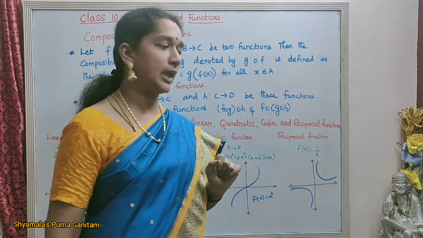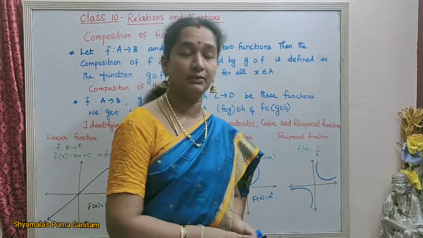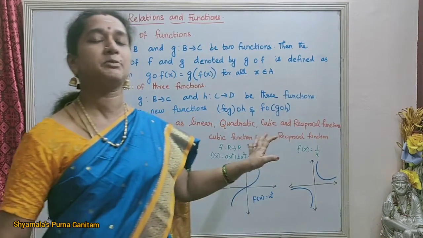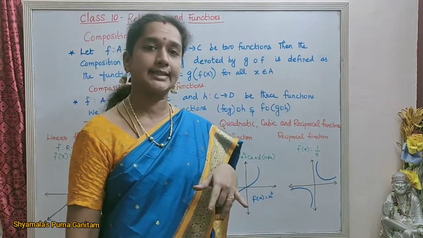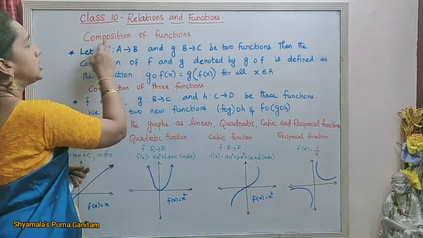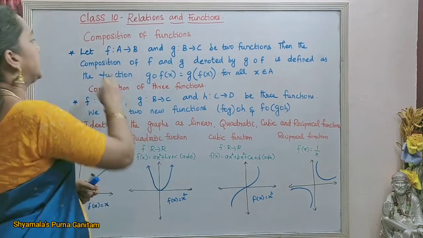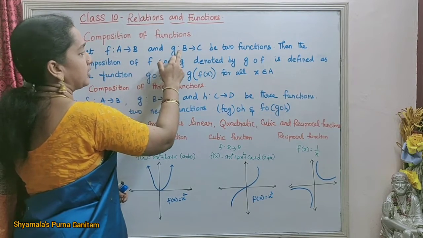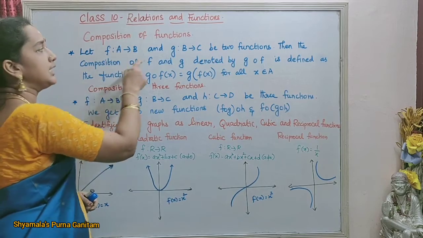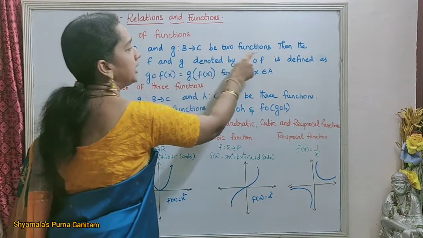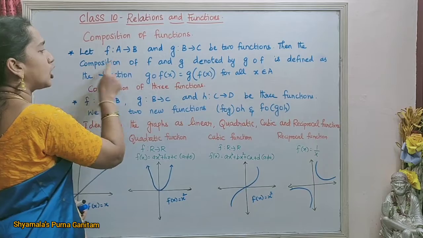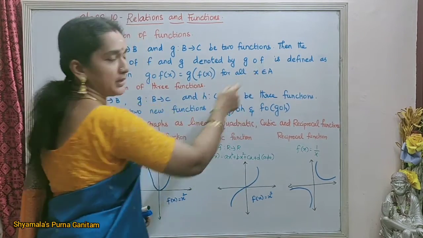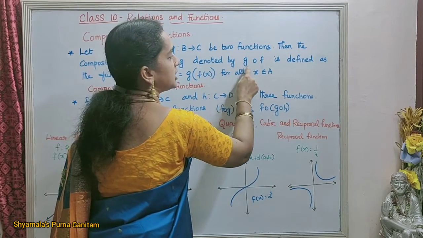Okay, so now I have to do exercise 1.5. Before doing that exercise, a few concepts are needed to do the sums. That is composition of functions. Let f from A to B and g from B to C be two functions. Then the composition of f and g is denoted by g o f. So this o is called g of f.